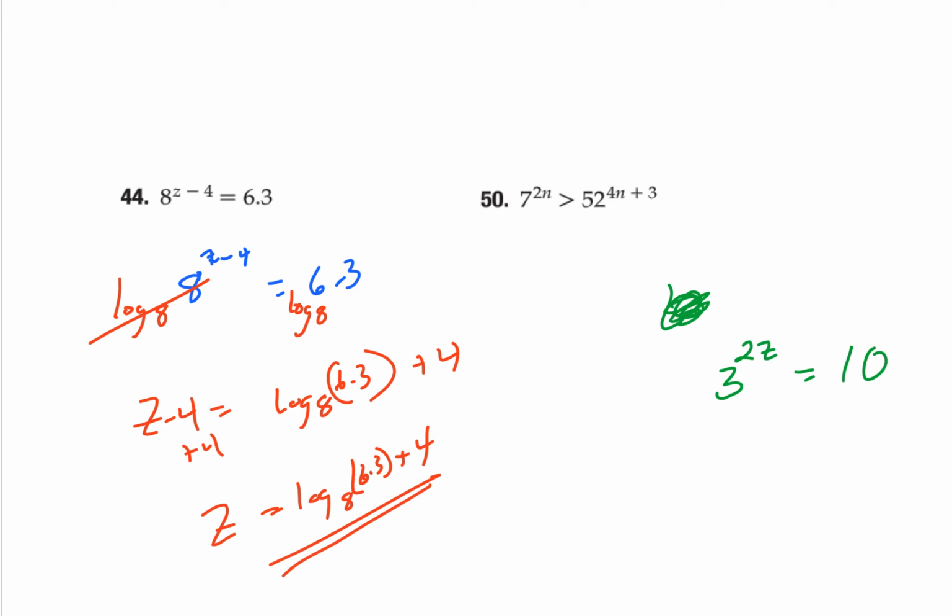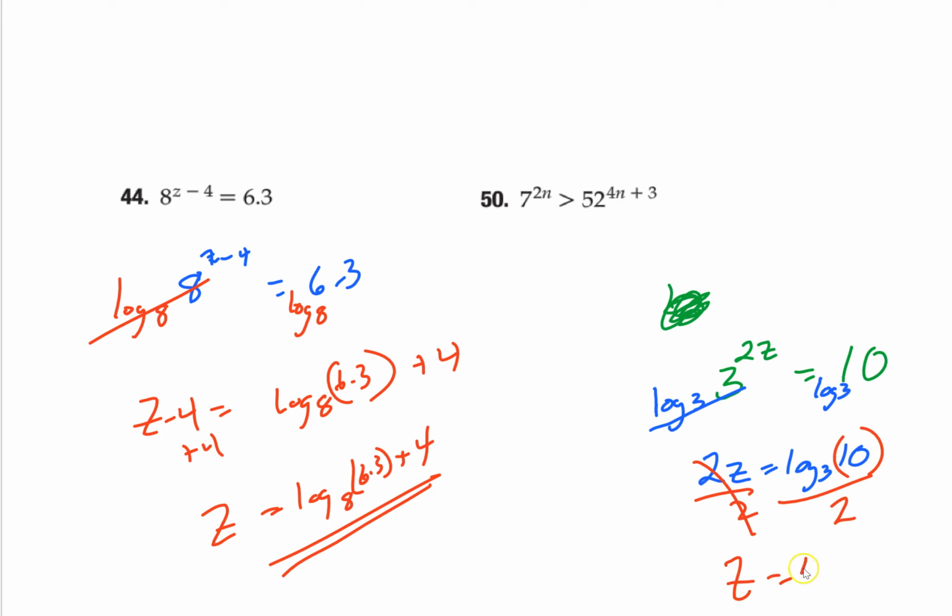Not going to happen. The shortcut way of doing this, instead of taking log of both sides and dividing, is just take log base 3 to both sides. You want to try and get rid of that 3 there, so do this. These cancel. I get 2z equals log base 3 of 10. And then get rid of the 2, divide by it. Again, this is locked in. So my answer here is going to be z equals log base 3 of 10 divided by 2.